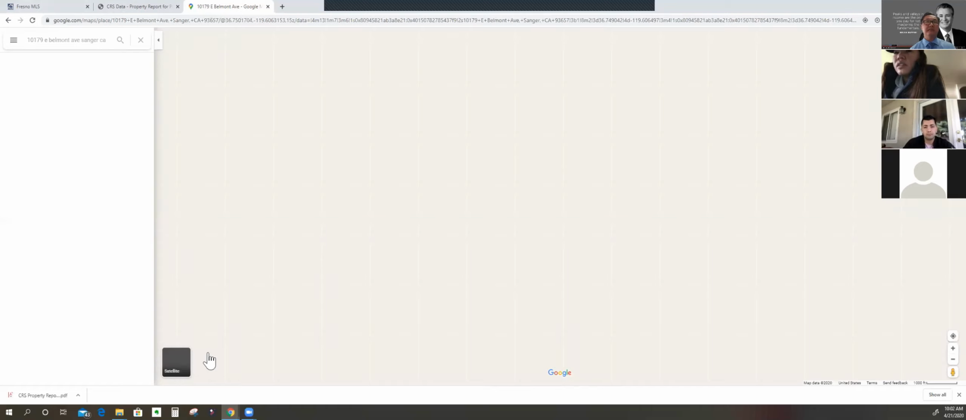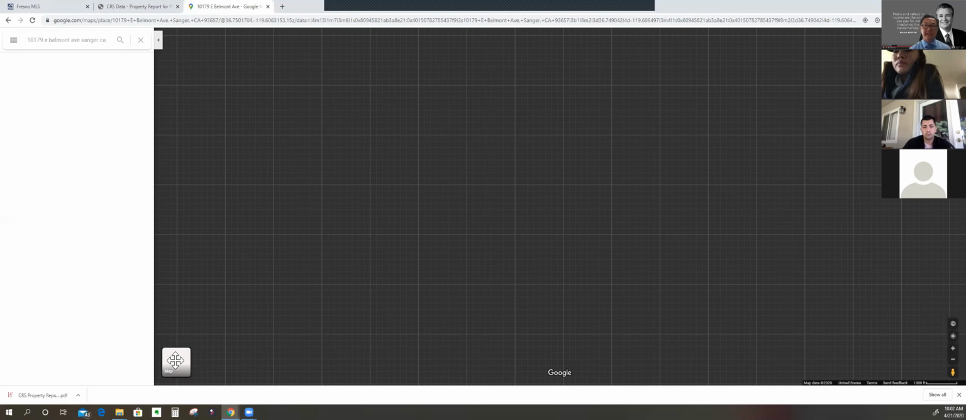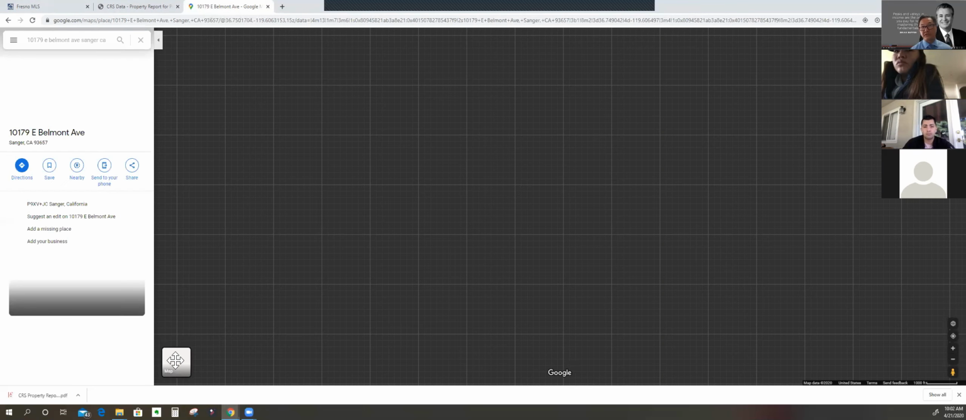Hopefully the satellite view is going to help us. When you comp the property, is it usually half a mile or 1 mile? It depends. This is the summation that we're going to have, and this is what's going to show the appraiser that you know what you're doing.